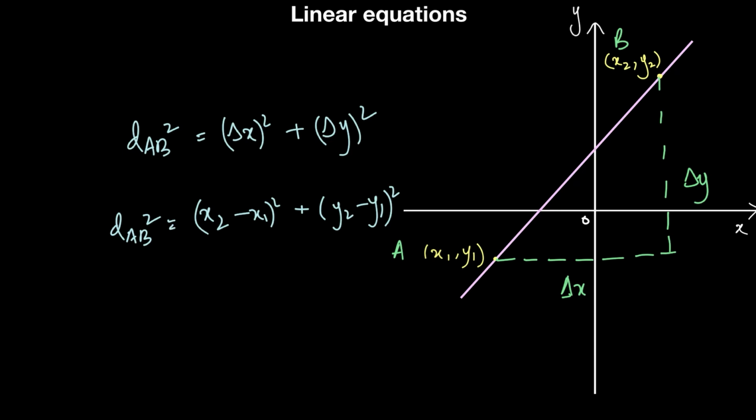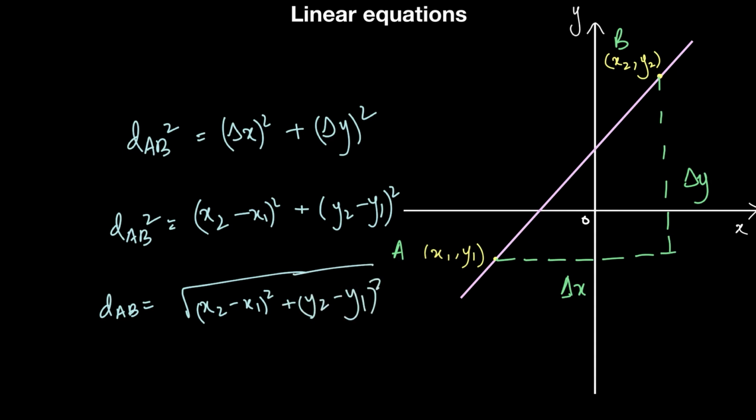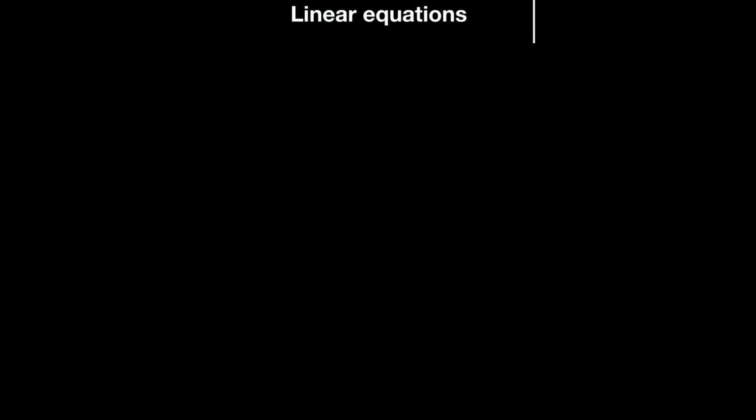Now, to find the distance AB, all I have to do is take the square root of these values, which is the square root of x2 minus x1, the whole thing squared, plus y2 minus y1, the whole thing squared. So if I have any two given points, x2 comma y2 and x1 comma y1, the distance between those two points, or the length of the line segment that connects these two points, is simply this. So now let's look at a worked example.